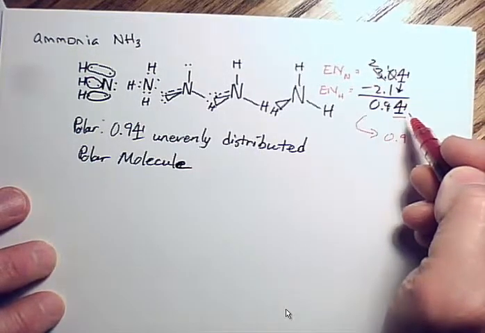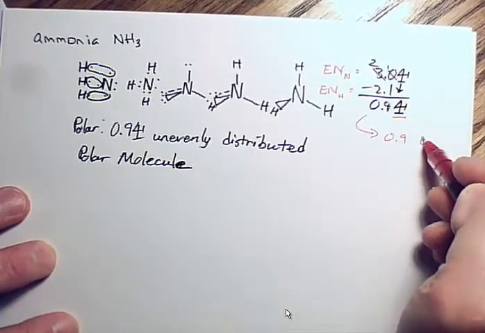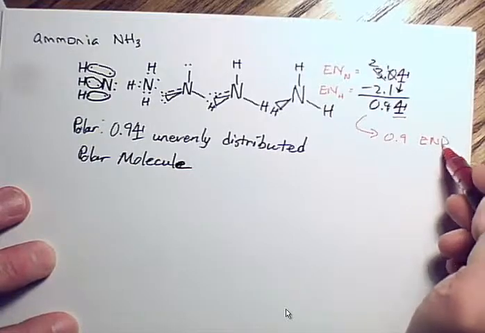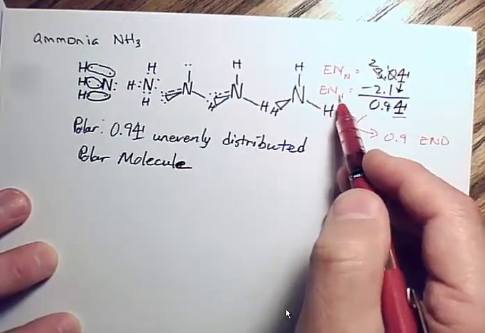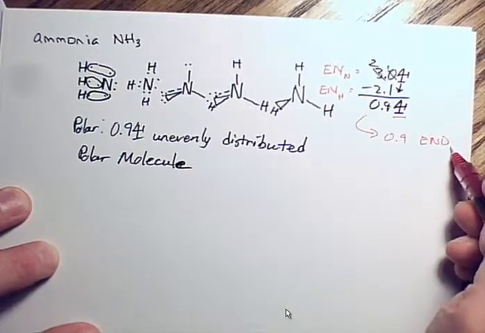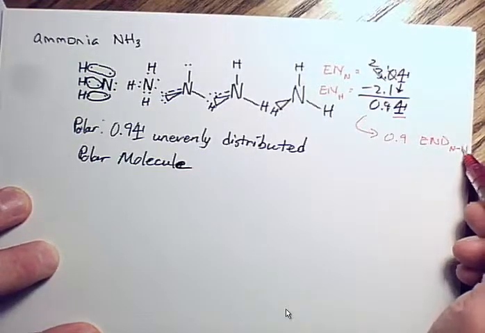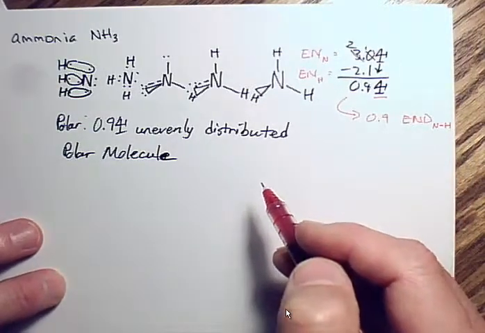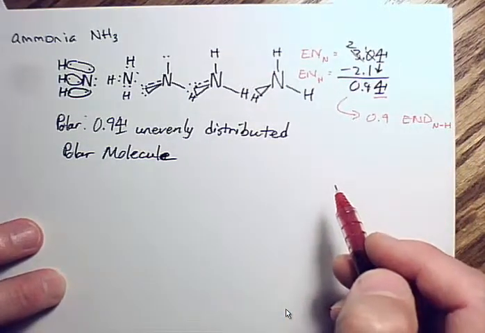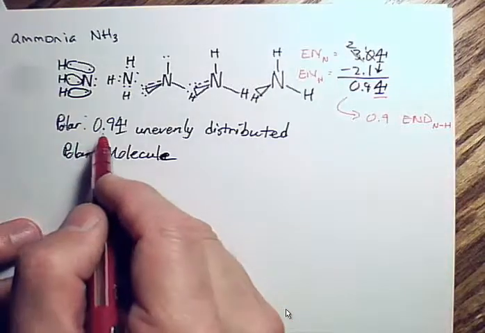So this is electronegativity difference. Let's say that's END, electronegativity difference, for a bond between nitrogen and hydrogen. So I'm going to put into the subscript position N,H. You could say H to N, doesn't really matter. Just to be clear, that's what it means.